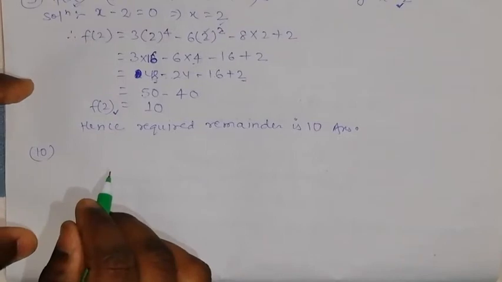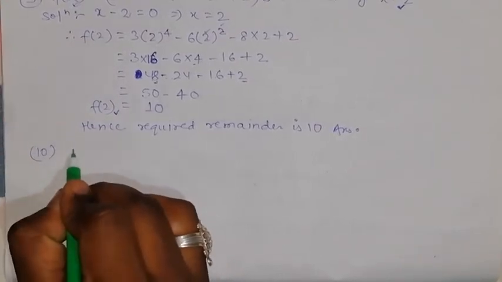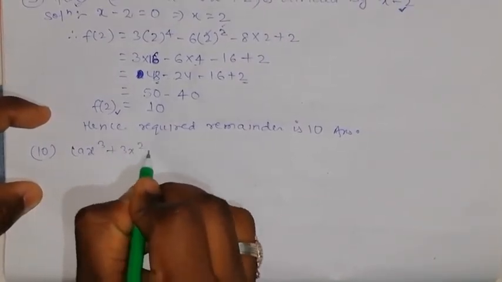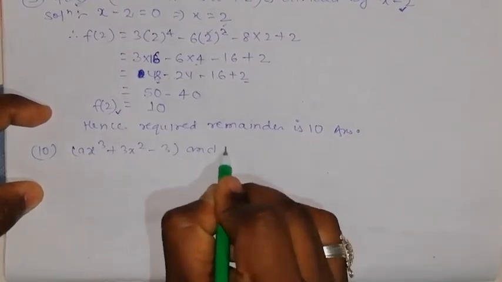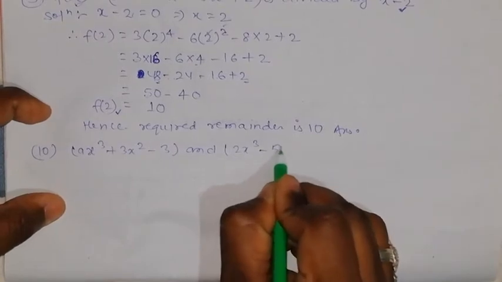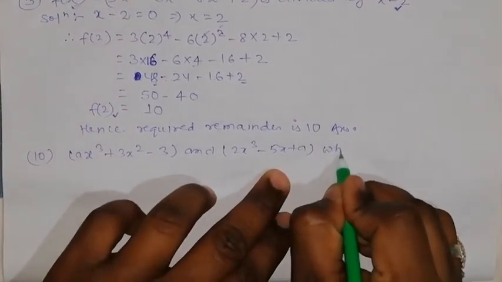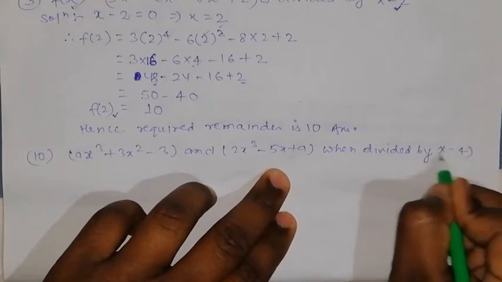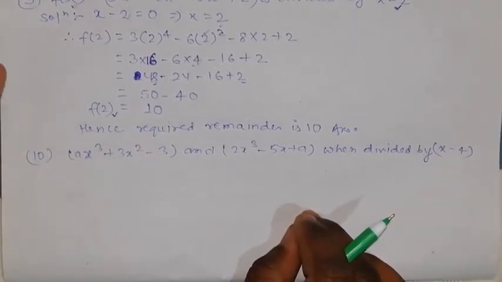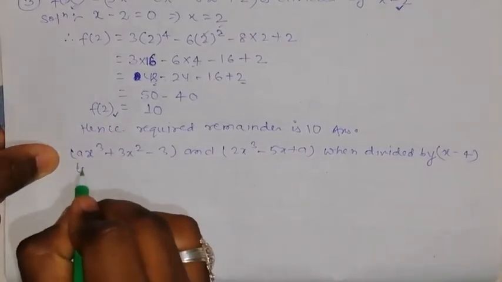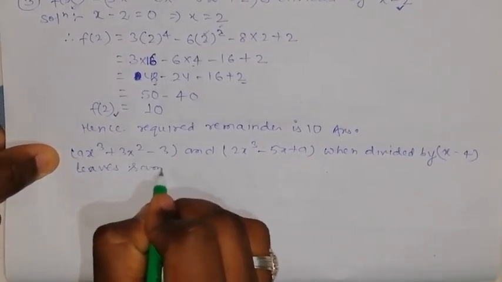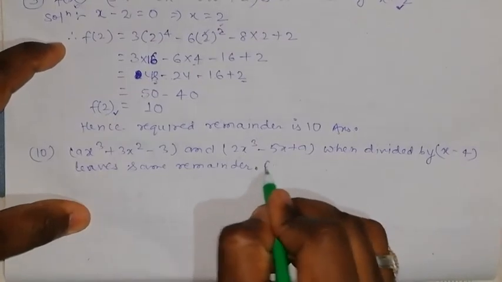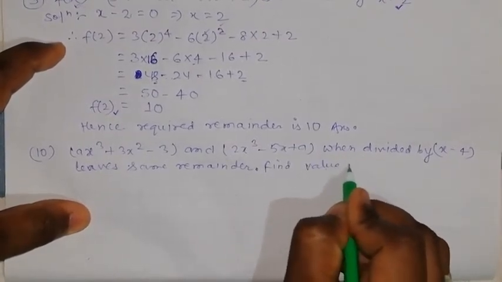Okay friends, question number 10 is the polynomial. Two polynomials are there: ax cube plus 3x square minus 3, and 2x cube minus 5x plus a, when divided by x minus 4 leave the same remainder. रिमाइंडर सेम आता है. तो आपको फाइंड करना है, find the value of a.